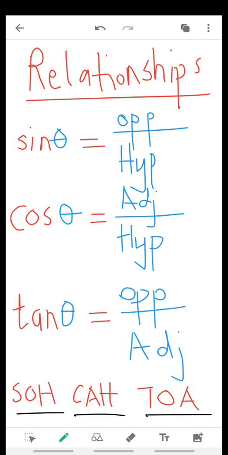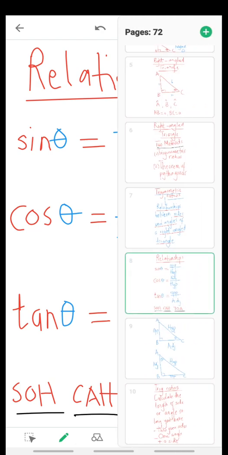What do we call it? SOHCAHTOA. Sine is opposite over hypotenuse. Cos is adjacent over hypotenuse. Tan is opposite over adjacent. These are your trig ratios.